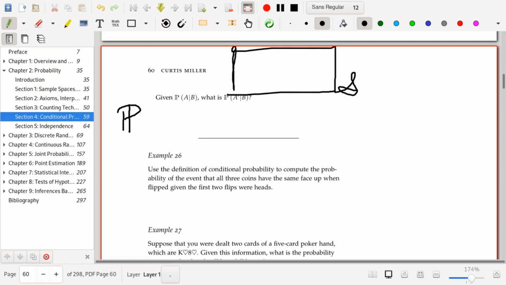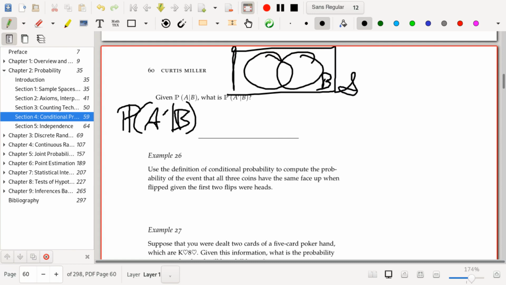we have the probability of A complement given B. We're going to have a Venn diagram where we have the events A and B, and so this is going to equal the probability of A complement and B divided by the probability of B, and the region A complement and B is going to be the blue region. Now, what's a way we could compute the probability of the blue region? Suppose that we actually had the red region.